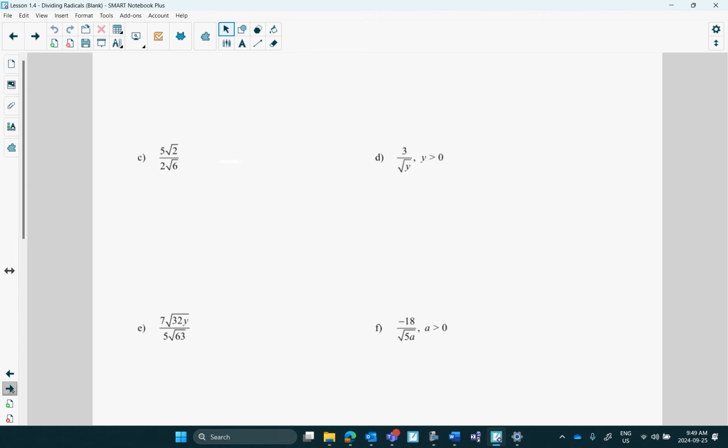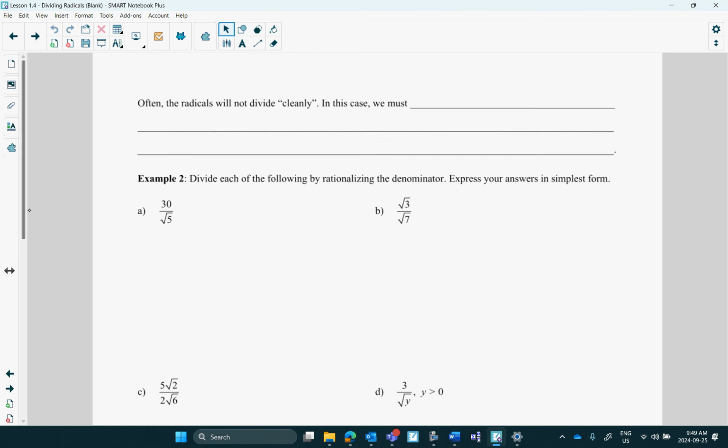However, we did encounter ones where we couldn't divide, where we actually had to simplify them or divide them by multiplying. And for this one, we always multiply by whatever the radical is on the bottom. And so we multiply the bottom by root 5 and the top by root 5. Bottom by root 7, top by root 7.